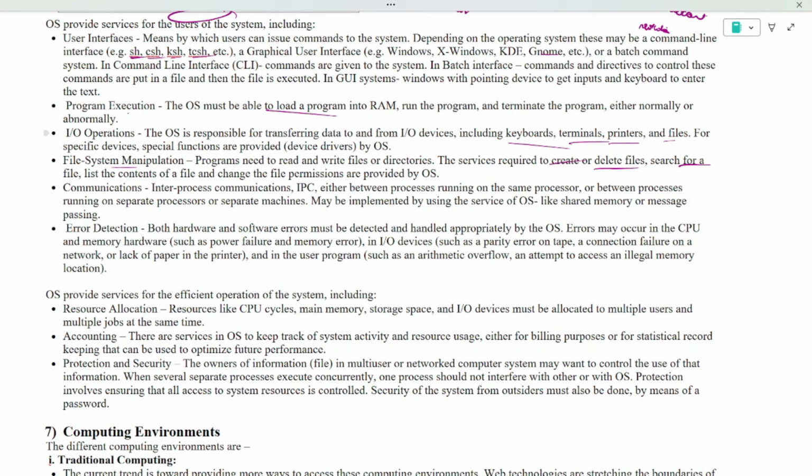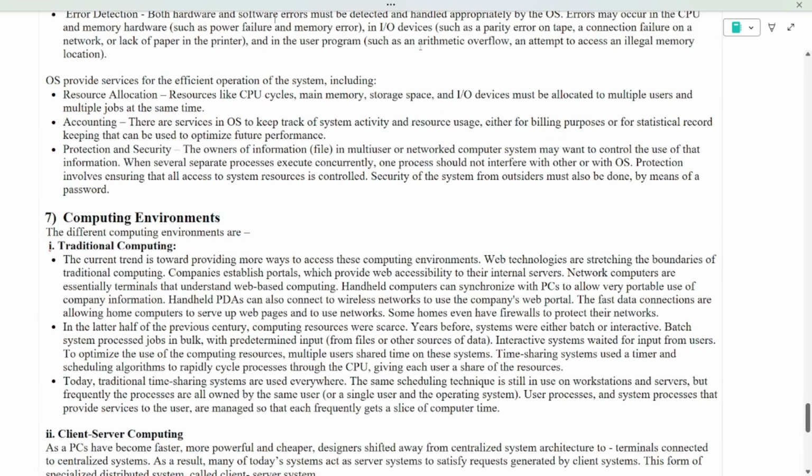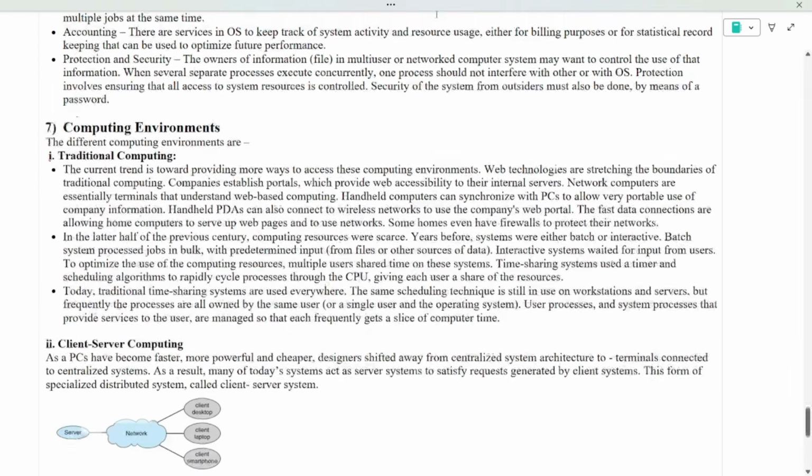Next, communication, that is interprocess communication, which will be between processes running on the same processor or between processes running on separate ones, it may be the same or it may be different. Now the error detection will be on both hardware and software; errors must be detected and handled appropriately by the OS. Now the efficient operations here are resource allocation, accounting, protection and security, as you saw. You will explain this again.